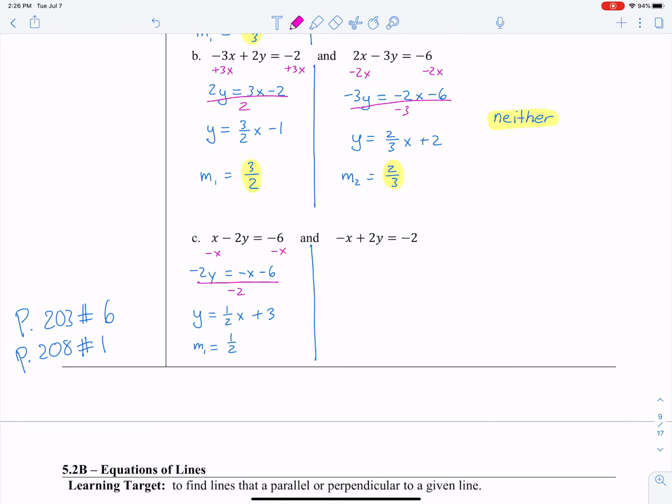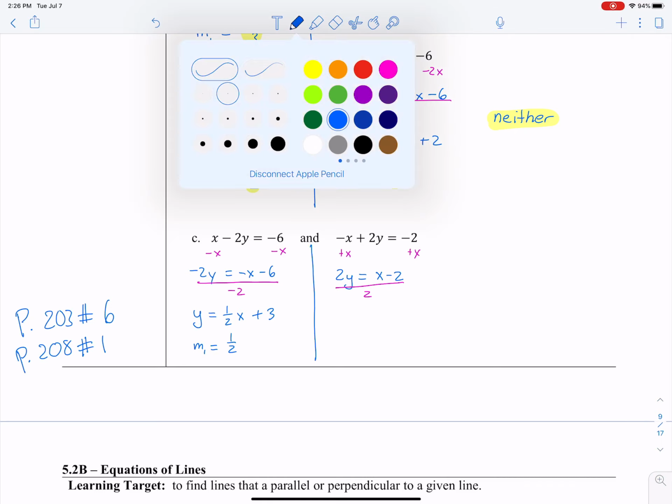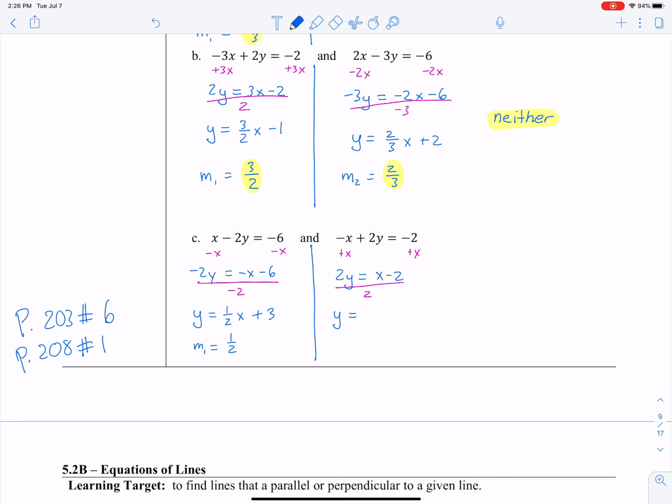Now we're going to convert our next one. We're going to add x to both sides to move this one over. We get 2y is equal to x minus 2. I'm going to divide everything by 2. So I get y is equal to 1 over 2 x minus 1. So here, my m2 is equal to 1/2. So I have a half and I have a half. So these slopes are identical, so this one is parallel.